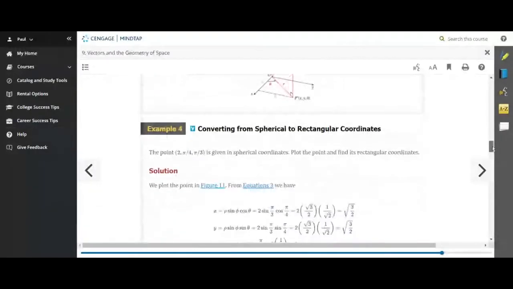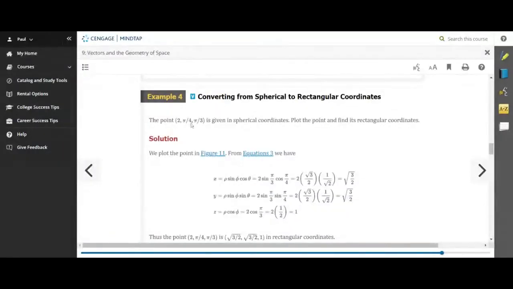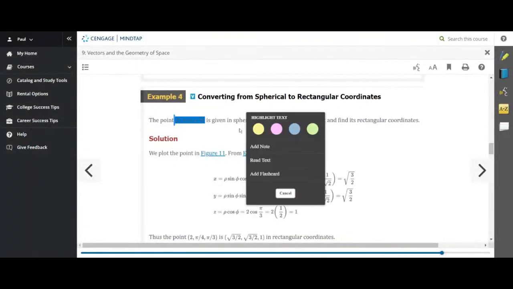Okay, so let's go back to the thing here, back to the book. So in the book, they say, okay, example 4.